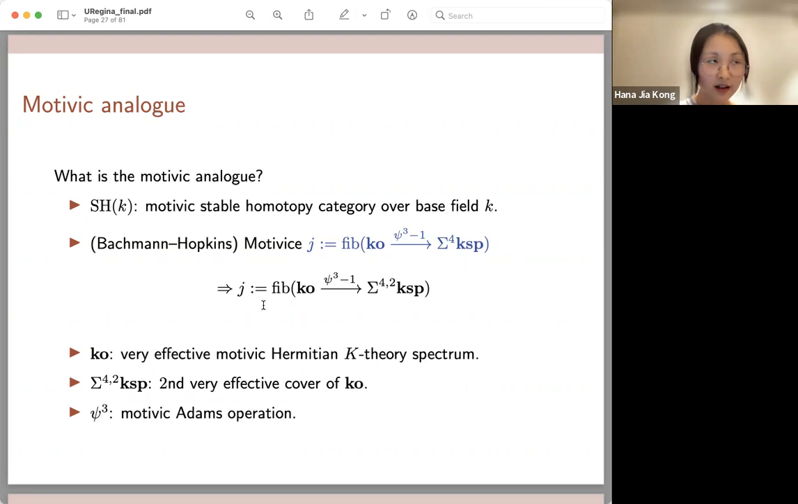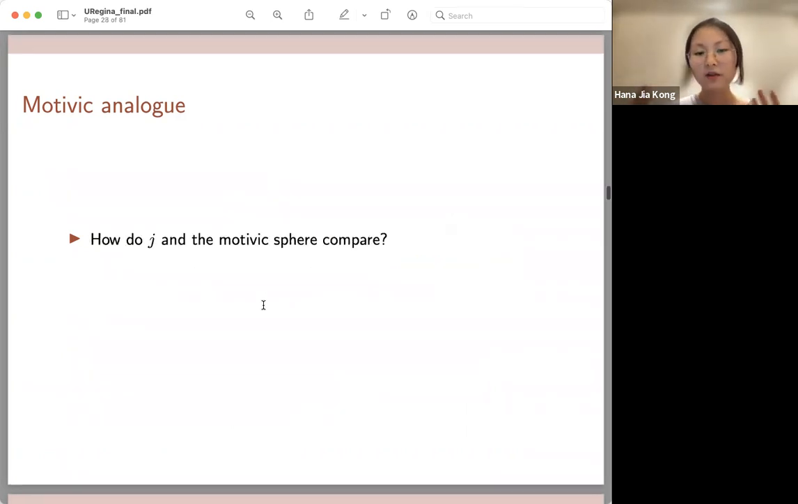And then our next question is, okay, we have this definition and we have the motivic sphere, and how do this J and the motivic sphere compare? Whether the classical story happens in the motivic case. For example, you may expect that from the sphere to little j, this is a surjective map on homotopy groups, or you may expect that the homotopy groups of this motivic J have something to do with the Adams-Novikov spectral sequence or some motivic alpha families, things like that.